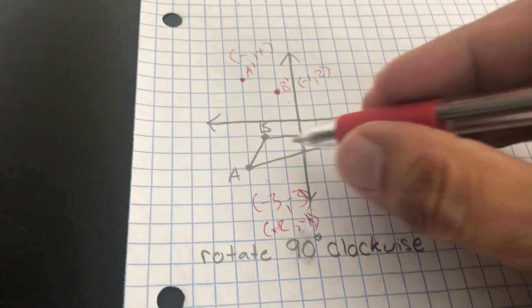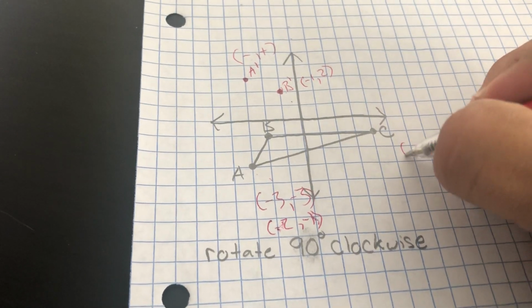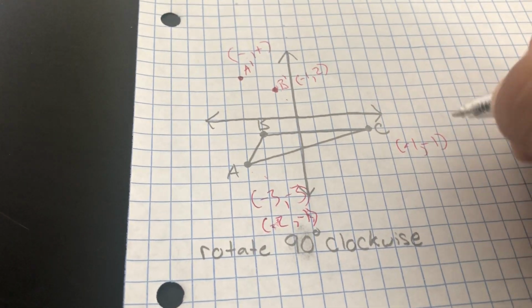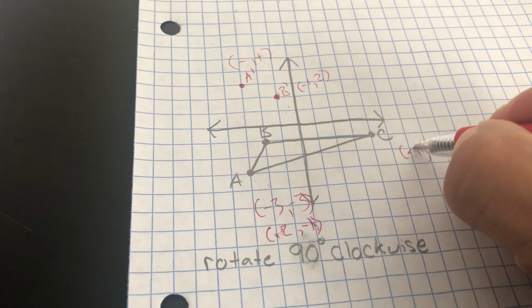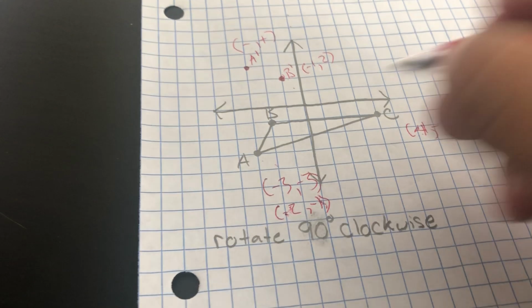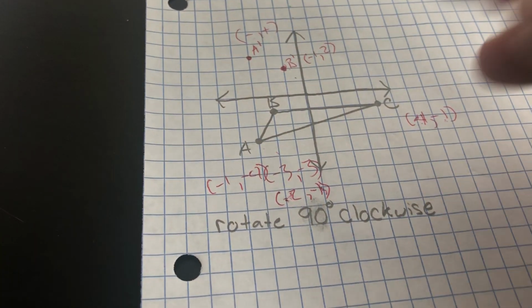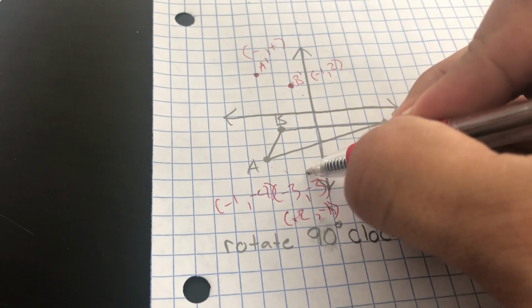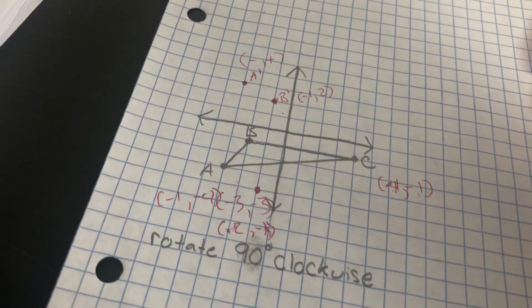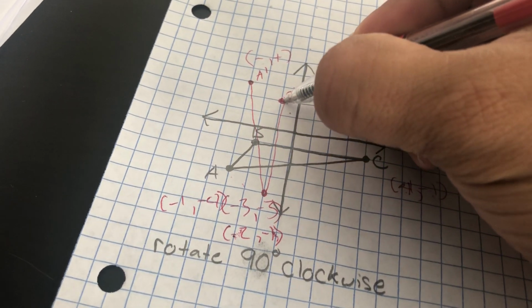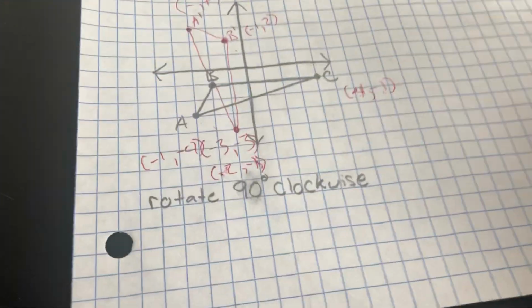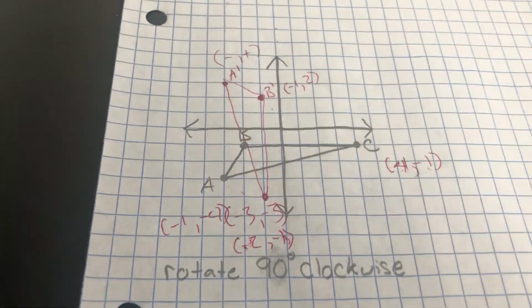C is going to end up in this quadrant, so it's going to end up to be negative, negative. So right now, it's positive 4 and negative 1. It's going to end up to be negative, negative, and the numbers are going to rotate. So it's going to be 1, 4. So it's going to end up at negative 1, negative 4. So negative 1, negative 4 is over here. So now this shape has rotated 90 degrees clockwise. All right, and that's it.